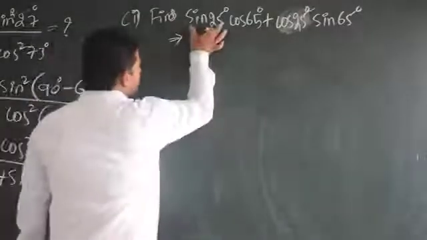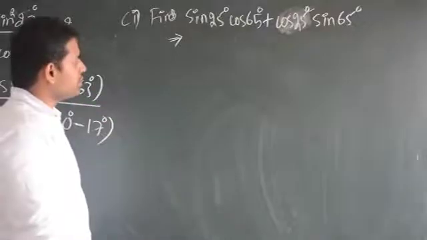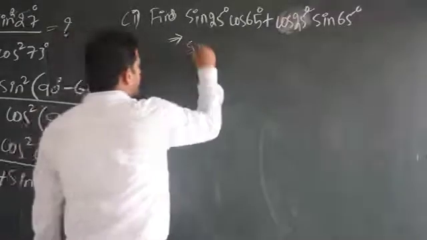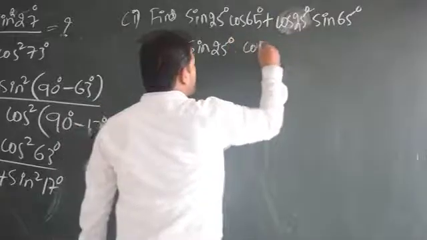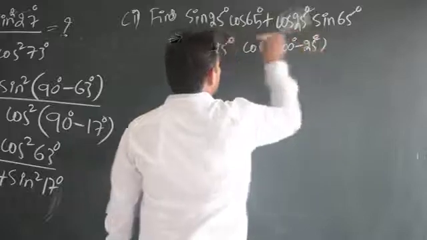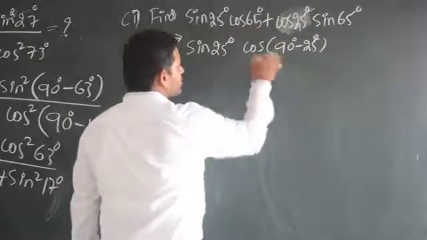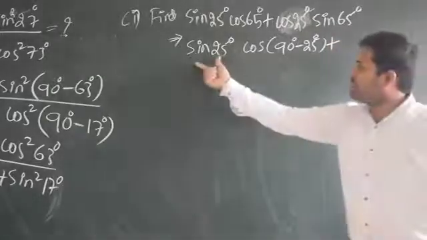Now here both are sine and cos, no, they are different here. So you have to convert them into one form. Now can I write it like sine 25 degree into cos of 90 degree minus 25? This cos 65 can be written as cos of 90 minus 25 degree. Then again plus is there.